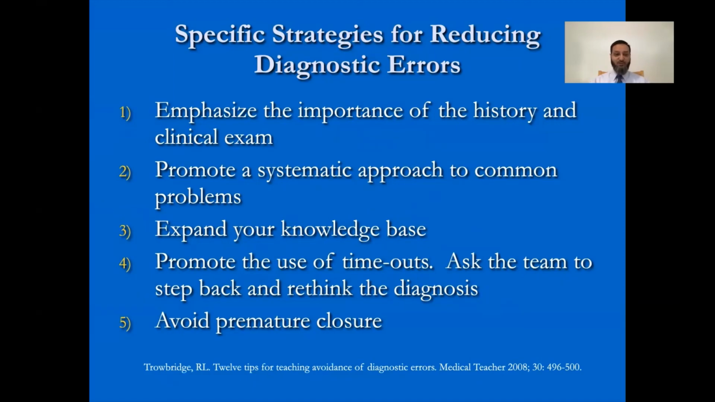Other strategies, number 2, promote a systematic approach to common problems. So again, be very methodical, very systematic, even to common problems to make sure you're not missing something. Number 3, expand your knowledge base. So keep reading, keep learning about disease processes, keep expanding your knowledge base. Number 4, promote the use of timeouts, as we've been talking about. Ask the team to step back and rethink the diagnosis. Number 5, avoid premature closure. So again, that's one of the most common CDRs or diagnostic biases that we have. So avoid premature closure.